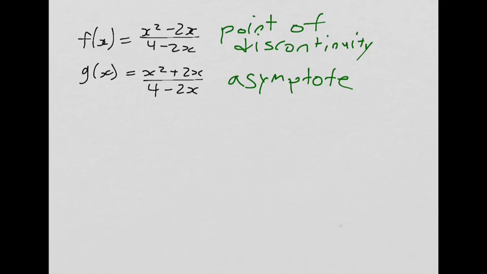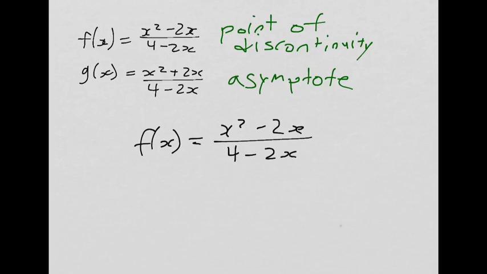Here's why. If you take f of x, just focus on f of x for a second. Can you factor the top or the bottom? You can factor both. You can factor something out of the top and the bottom. What can you factor out of the top? X. Okay, and you get x minus 2. What about the bottom? You can factor 2. I'm going to factor negative 2 though, because I want it to match what's at the top there.